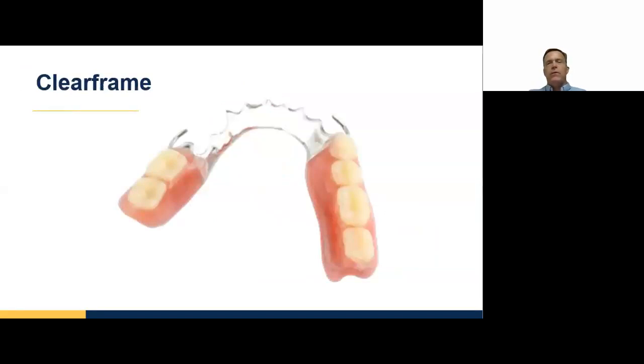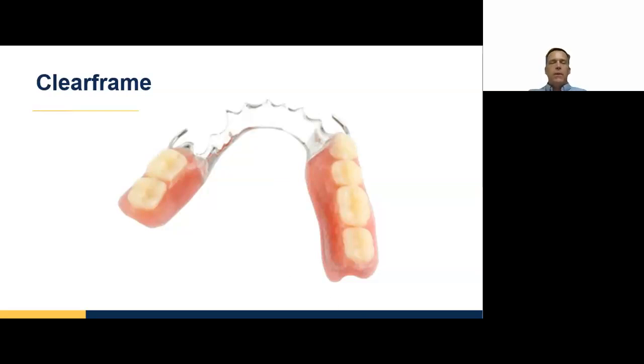Clearframe is the last material we want to talk about. There are a lot of advanced polymers out there on the market. You'll hear about PEAK, PEEK, different materials like that. It seems like this is the one that's ready for prime time. It is clear. It's nearly as clear as a window pane, and you can put rests on it, so you can do kind of a metal partial type design.